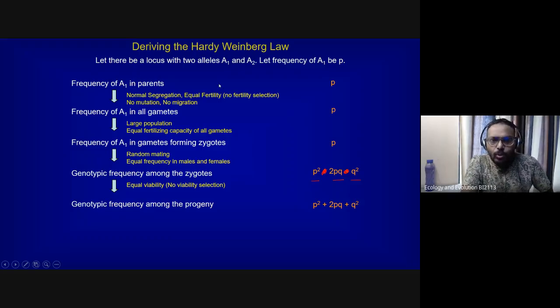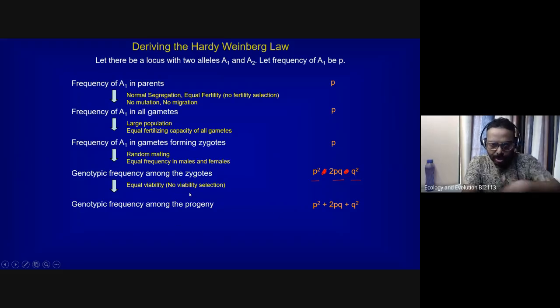But the way it is going is slightly different. Here it is going through how many gametes you are producing. Here it is going through whether you are able to survive till the point of reproduction in the next generation. So the way these two kinds of selection are treated is different. This is what is called fertility selection, and this is what is called viability selection. This is easier to treat. This is slightly more difficult to treat.